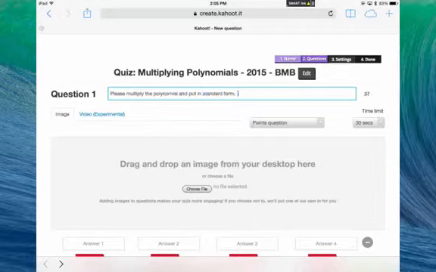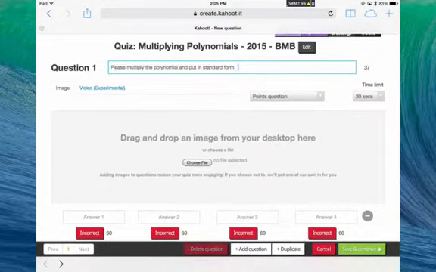Now here's the deal. Math is really hard to type out. You need to have all these symbols and maybe exponents and who knows what. So what I tend to do is this. I tend to actually use pictures very often to make my question and even my answers. I'll show you what I mean right now. So this question says, please multiply the polynomial and put in standard form. It's like, well, what polynomial?